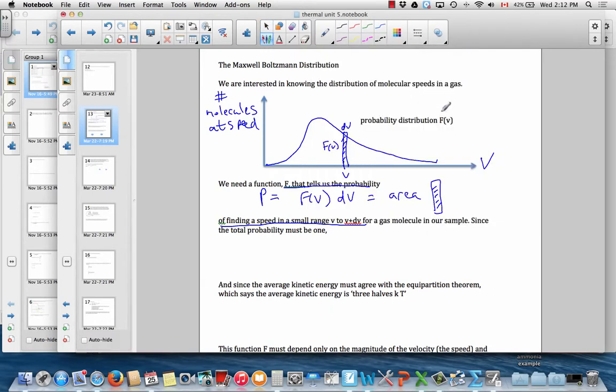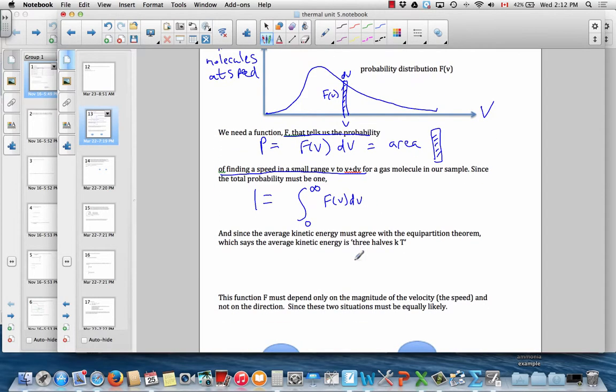Okay, so what can we say about this function? Well, the total probability is 1, so that means the area under this curve has to be 1. So when we integrate over all possible speeds, our function f of v dv, we have to get 1. And probability distribution functions have to satisfy that.